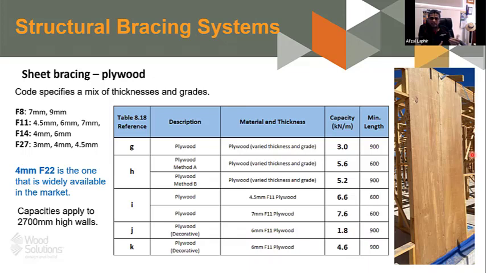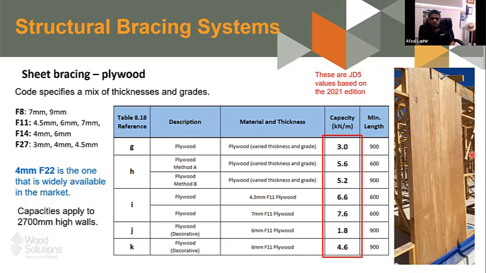Now, the other grades and thicknesses specified here are not freely available. With the possible exception of 7 millimeter and 9 millimeter F8, which you can get fairly easily, they are more expensive than a 4 millimeter F22 plywood, so it's hardly used for that reason. The 3 millimeter and 4.5 millimeter F27s don't exist anymore, and maybe in future versions of the code, you might see them taken out, I don't know.